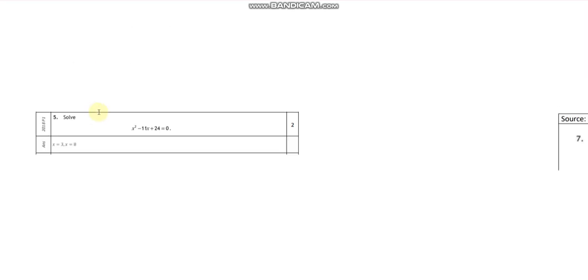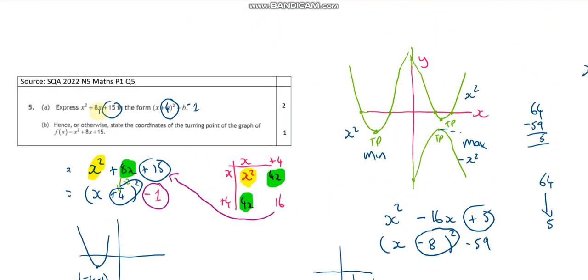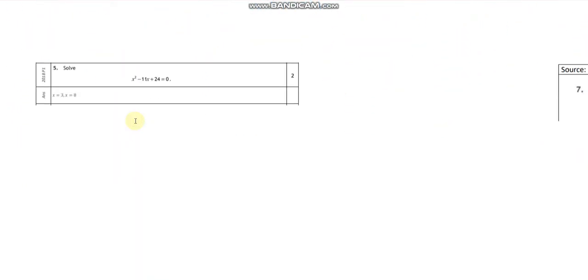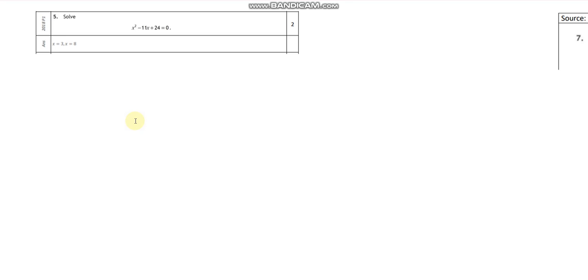Okay, so we've looked at completing the square, which was half this number, and then how do I get from here to here? And the turning point is change the sign, the sign stays the same. So we looked at that, which is important. We looked at how to sketch out our quadratics when we're given the roots or given the turning point. And now we're going to solve our quadratics.